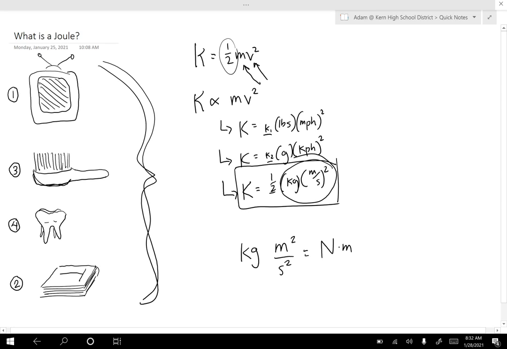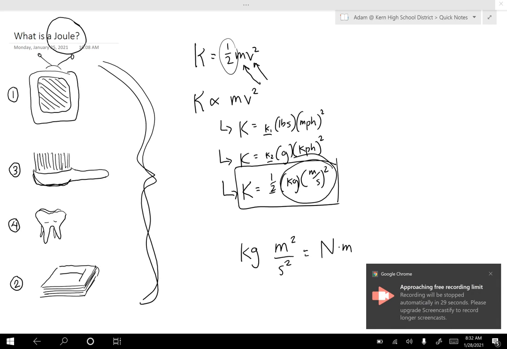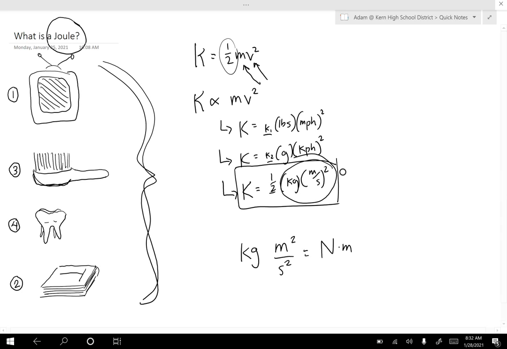But when we're talking about energy, we are often going to convert that to 1 Newton meter is 1 joule. Okay. And 1 joule is equal to 1 kilogram meter squared per second squared. And we use the unit of capital J.